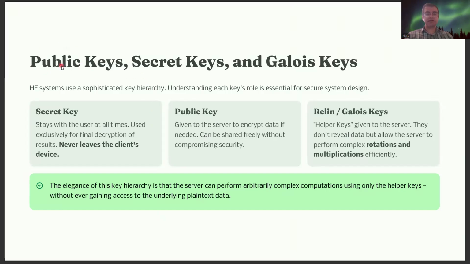Public keys can be shared from the client to the server because the server needs them too. Secret keys, of course, stay only with the client. And the Galois key, or what we call a helper key, needs to be shared with the server. This helper key doesn't allow the server to decrypt the data, but it allows the server to do some computation on the data. Later, when we get to the specific scheme, we'll talk more about it.